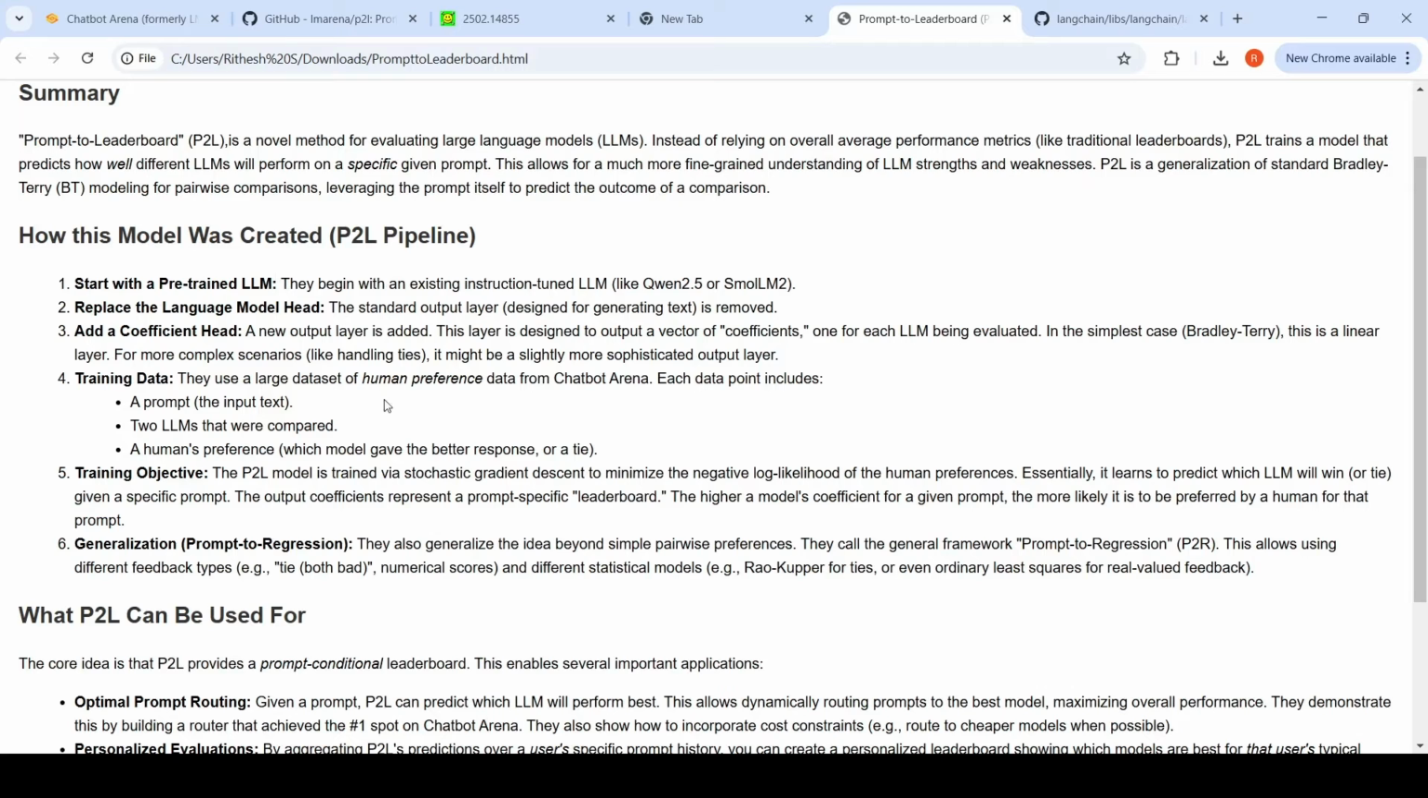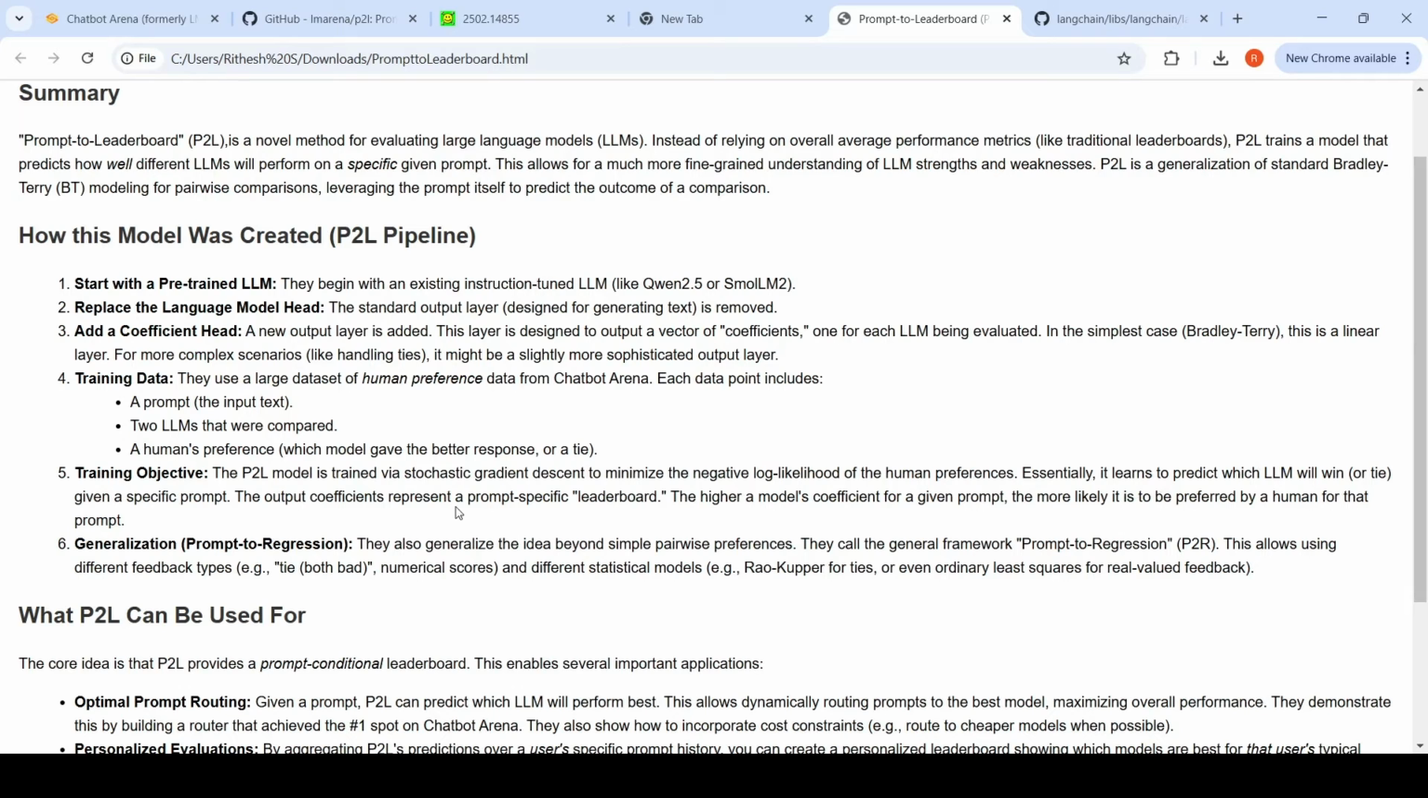So what did they train on? They used a large dataset of human preference data from Chatbot Arena. Each data point includes the following: a prompt, that is your input text, two LLMs that were compared for this prompt, and a human preference between these two LLMs, saying which model gave the better performance, or a tie. So this was the data on which a small LLM was trained to output coefficients. The training objective is that this model is trained via gradient descent to minimize the negative log-likelihood of human preferences. Essentially, it learns to predict which LLM will win given a specific prompt.